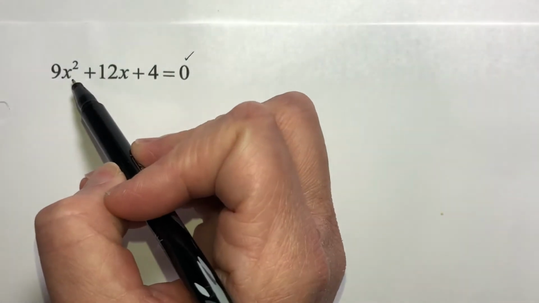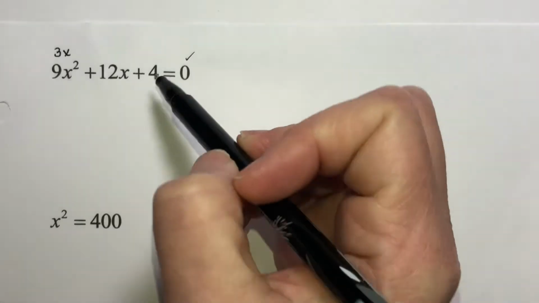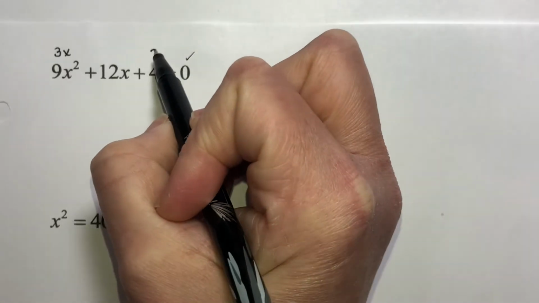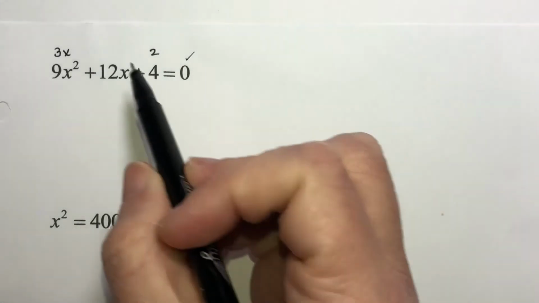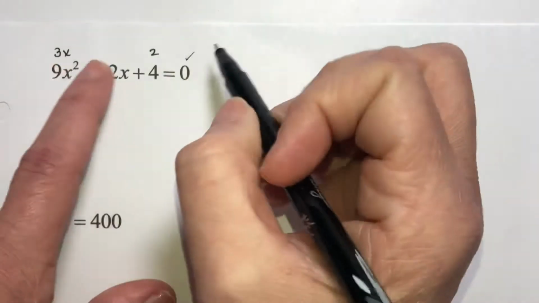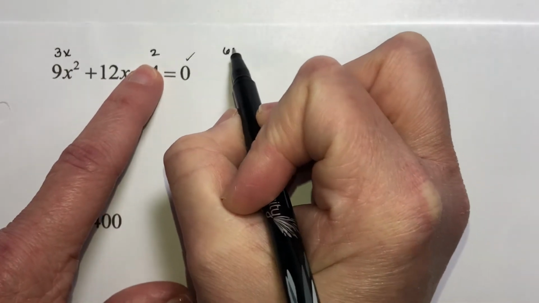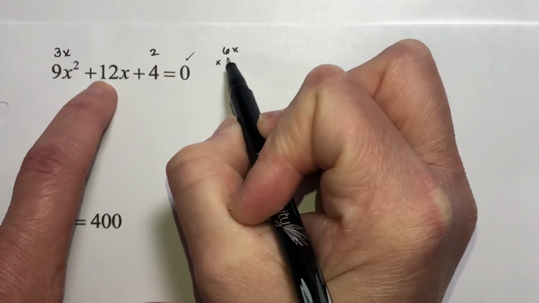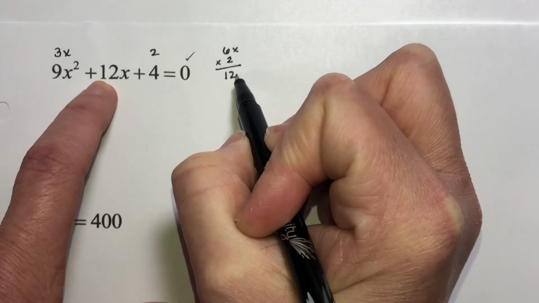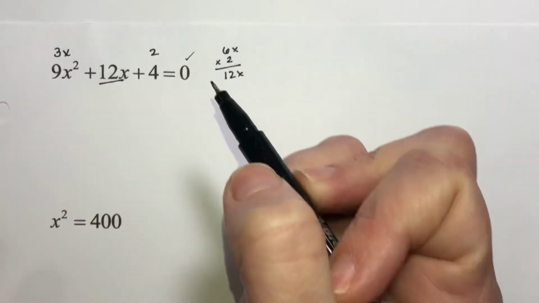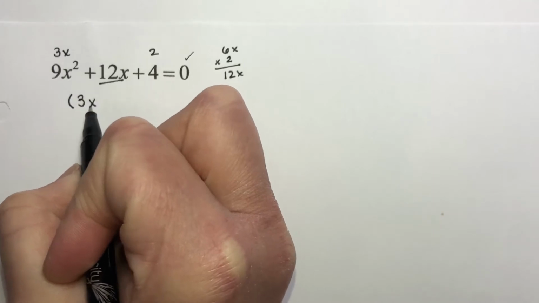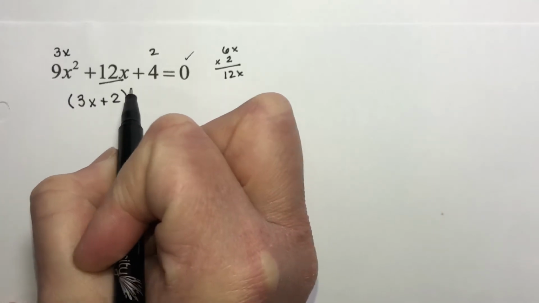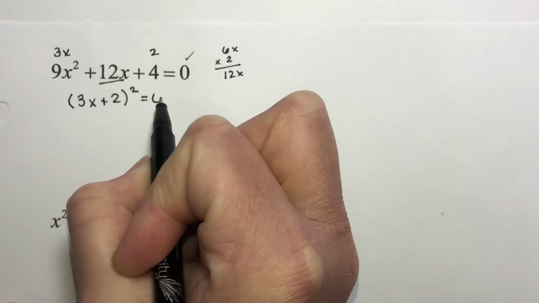Well, 9x squared is a perfect square. Its square root is 3x. 4 is a perfect square. Its square root is 2. So I might have a perfect square trinomial. I check that, do 3x times 2, which would give me 6x. Multiply that by 2, and we do get 12x, which is in the middle. So this is a perfect square trinomial. It factors as 3x plus 2 squared equals 0.